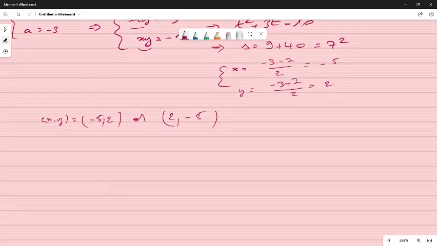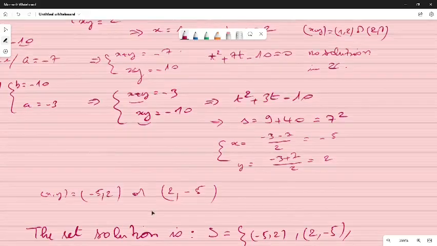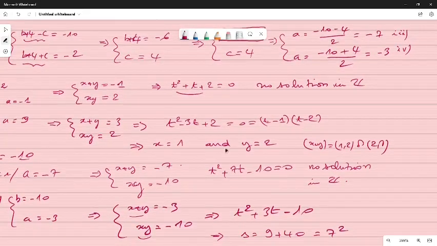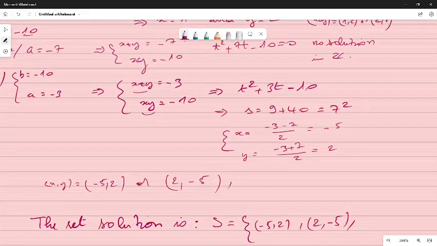So the solution set is S equals (minus 5, 2), (2, minus 5), and the first solution we have found, (1, 2) and (2, 1).